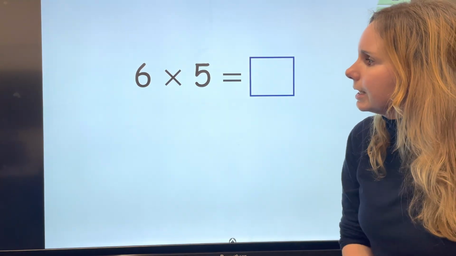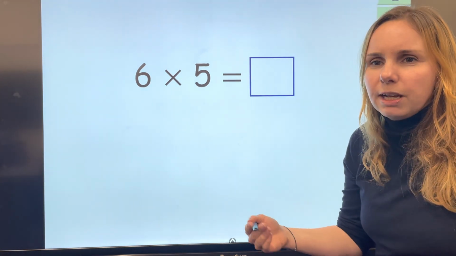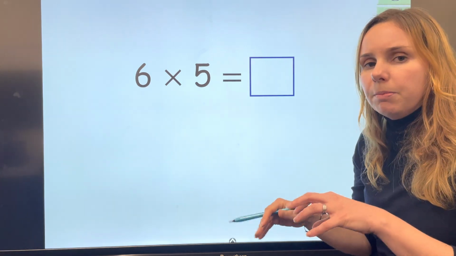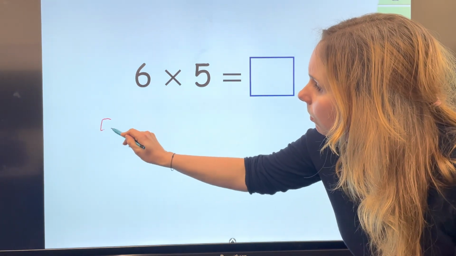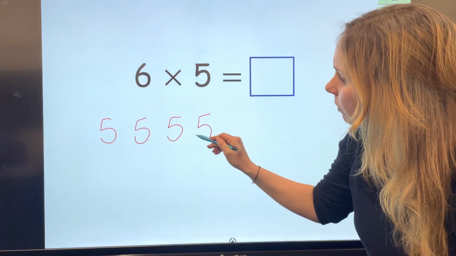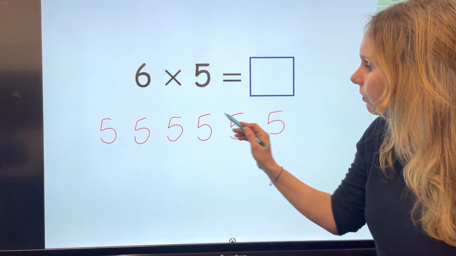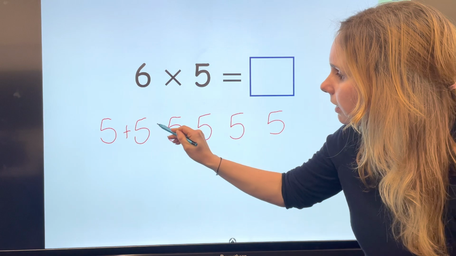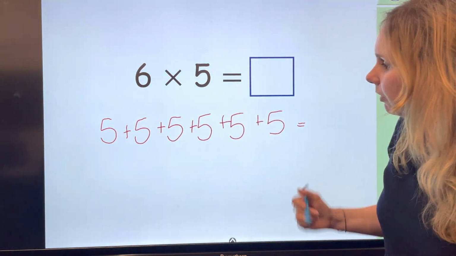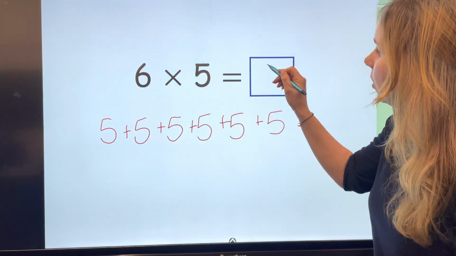6 lots of 5. Well, I can't count in 6s, but I can count in 5s. And we've said today it's going to be quicker to use that repeated addition. If you're not confident using the repeated addition, then have a go at making an array and put 1, 2, 3, 4, 5, 6. 1, 2, 3, 4, 5, 6. Add, equals, and that reminds me to count in 5s. 5, 10, 15, 20, 25, 30.